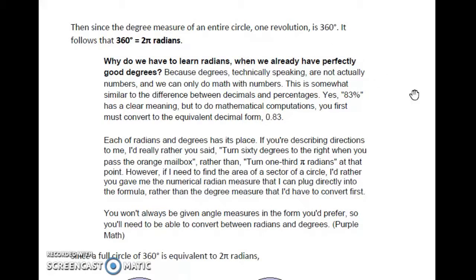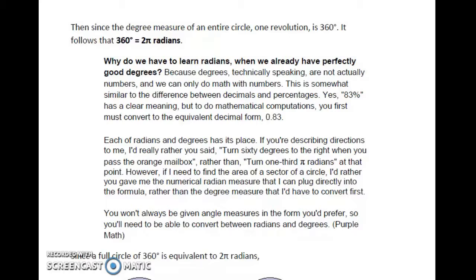Side note, why do we have to learn radians when we already have perfectly good degrees? This was taken from Purple Math. Because degrees, technically speaking, are not actually numbers, and we can only do math with numbers. This is somewhat similar to the difference between decimals and percentages. Yes, 83% has a clear meaning, but to do mathematical computations, you first must convert to the equivalent decimal form, 0.83. Each of radians and degrees has its place.